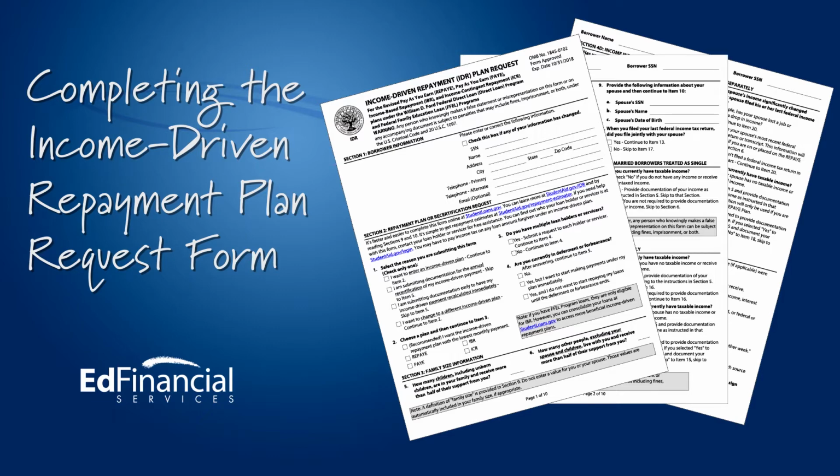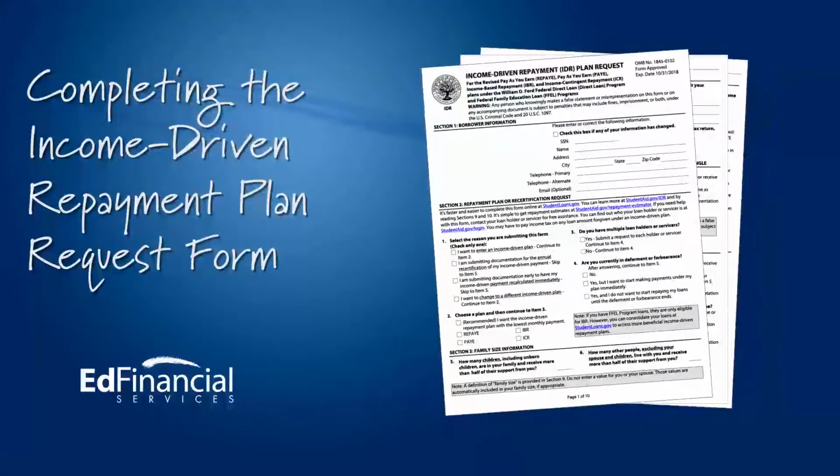Although it may appear difficult, completing a paper request form is actually pretty easy as long as you follow the step-by-step instructions on the form. Following the instructions will guide you through the form and tell you which questions need to be answered, what documentation will be required, and where to send your completed request form. Let's go ahead and get started by taking a closer look at each section.